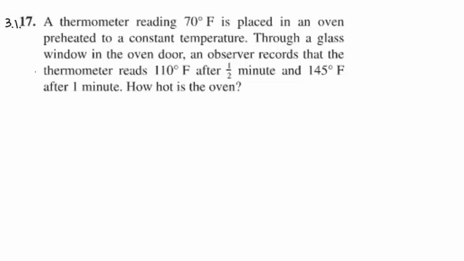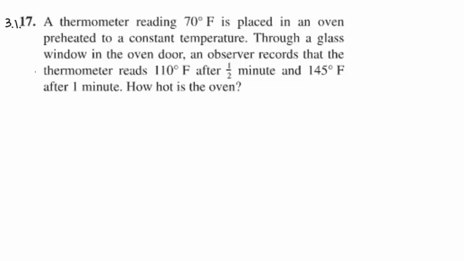A thermostat or thermometer reading 70 degrees is placed in an oven preheated to a constant temperature. Through a glass window in the oven door, an observer records that the thermometer reads 110 after half a minute, 145 after 1 minute. How hot is the oven?